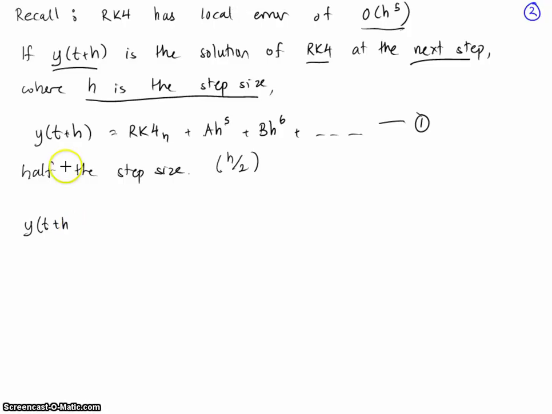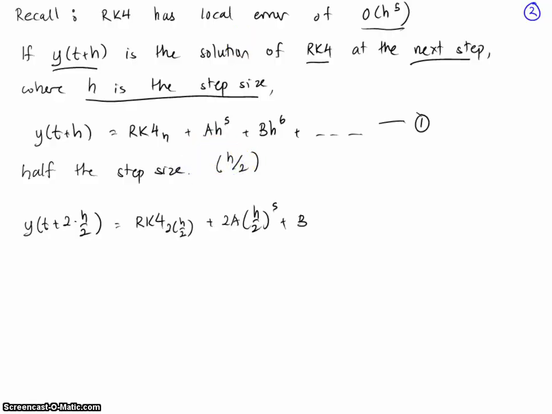So using step size of h over 2, the solution at t plus h can be written as 2 times h over 2. The reason we need that is because we need to repeat the RK4 method 2 times in order for us to reach the time that we want. So on the right hand side, you have the RK4 solution that we get from applying the RK4 method 2 times, and here you have 2a times h over 2.